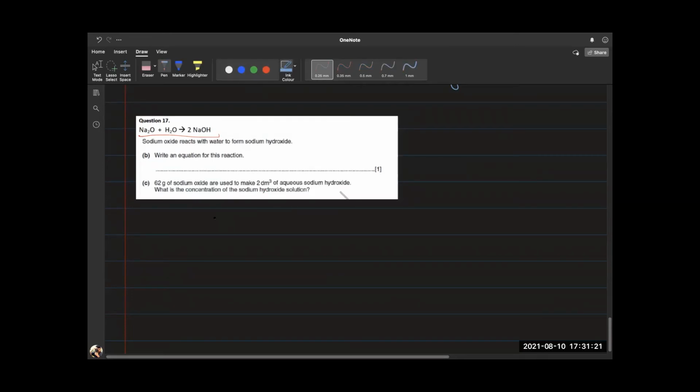We have two things: sodium oxide, and there's water, which is extra. We don't need to look at it. And then we have sodium hydroxide. What do we have? We have 62 grams of this and 2 dm cube of this. We need its concentration. For concentration we need volume and number of moles. We don't know its number of moles. So let's try to figure that out first.